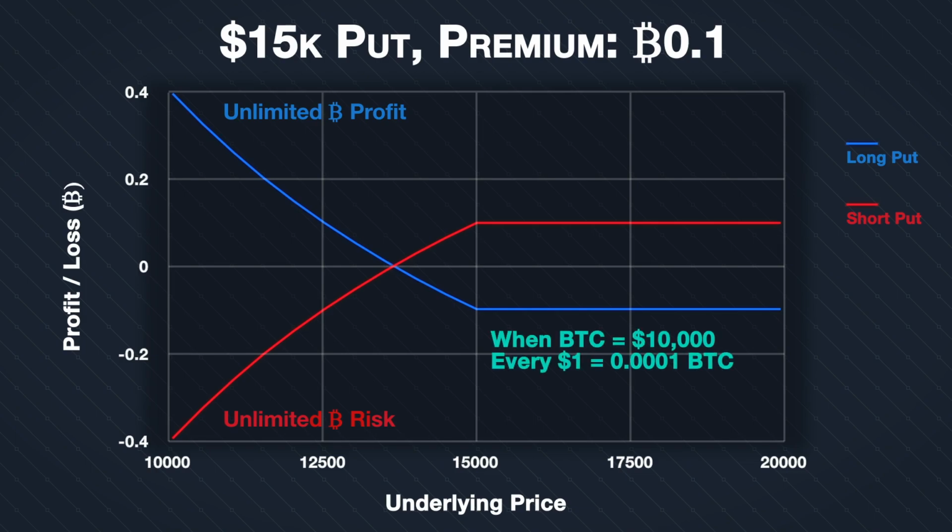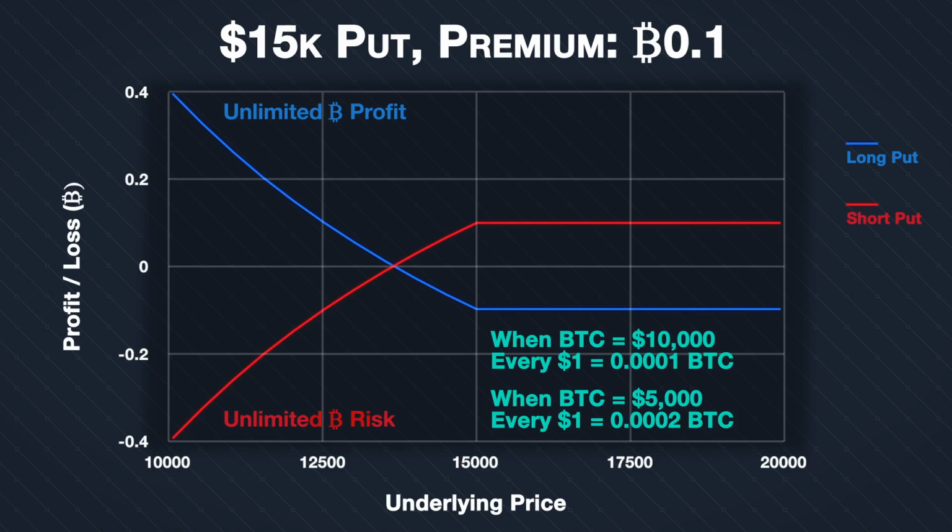For example, with Bitcoin trading at $10,000, every dollar we as the put option seller owe the put option buyer requires us to pay them 0.0001 BTC, or 1/10,000th of a Bitcoin. However, if the price of Bitcoin falls to say $5,000, every dollar we as the put option seller owe the buyer requires us to pay them 0.0002 BTC, or 1/5000th of a Bitcoin. Not only do we owe them more Bitcoin per dollar, but because the price has fallen further, we also owe them more dollars in total, further amplifying the losses when measured in Bitcoin.